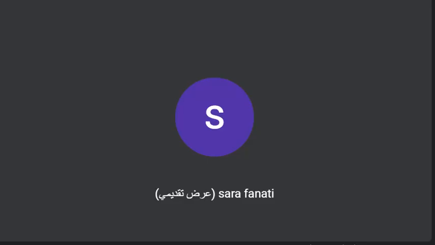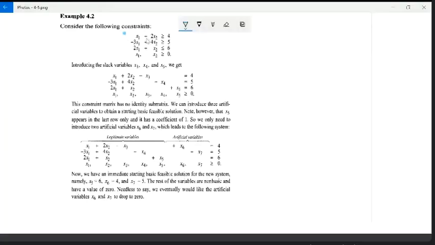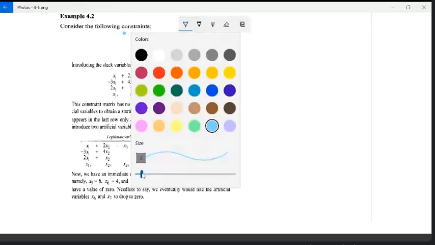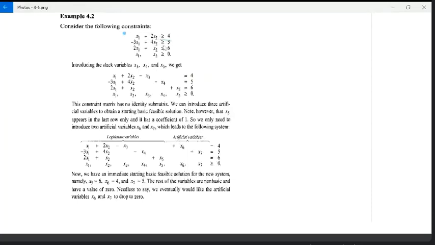Consider the following constraints: x1 plus 2x2 greater than or equal to 4, minus 3x1 plus 4x2 greater than or equal to 5, 2x1 plus x2 less than or equal to 6. The third is an easy case. Constraint 1 and constraint 2 are bad cases.